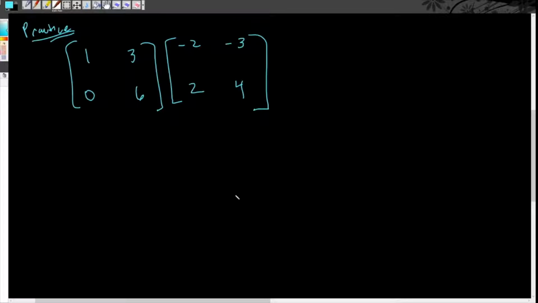So, let's see. 2 by 2 and a 2 by 2, so we'll get a 2 by 2. Negative 2 plus 6 is 4. Negative 3 plus 12 is 9. 12 and 24. Is that what you got? Nice. See, it's not too bad.